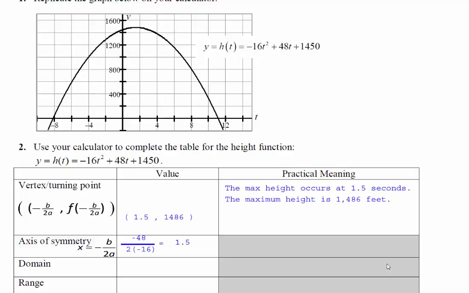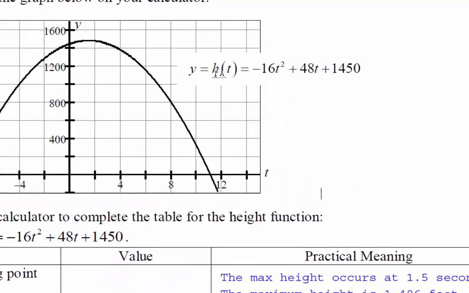This is the third video for activity 4.2. If you recall, we're working with the height function that gave us the height of an object at any given time. And we were on top of the Sears Tower. We threw a ball up, it came down.